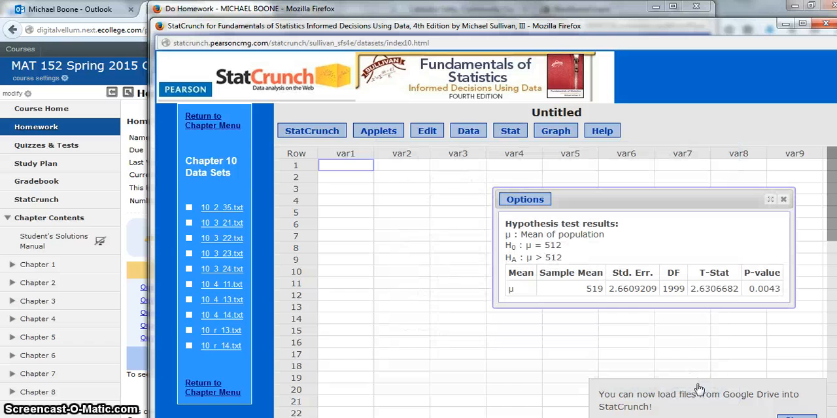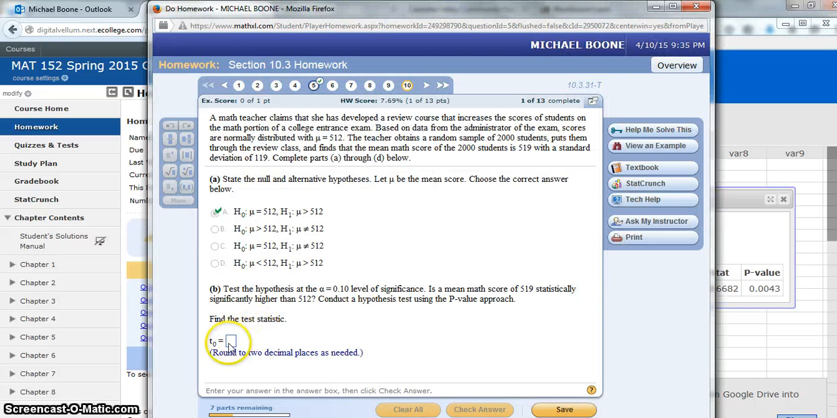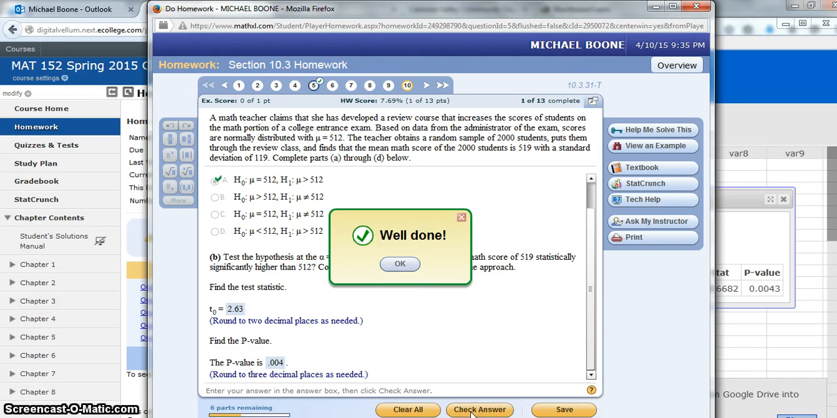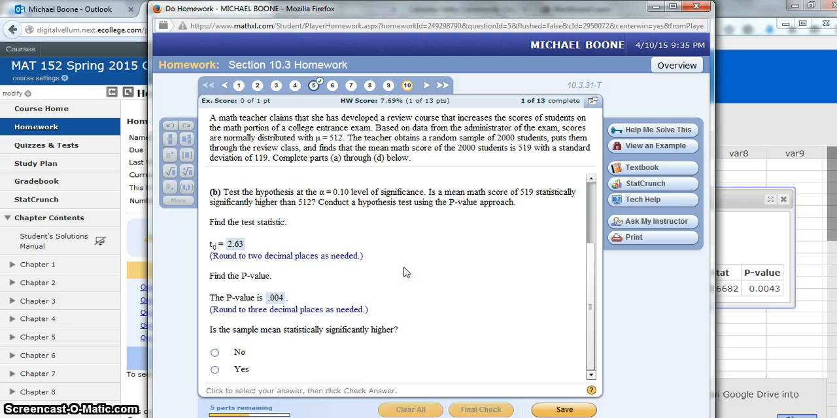I'm going to compute. There's my t-stat. I'll show you for real on this one what that means and how we get the same conclusions. So 2.63 is our test statistic. And let's check it. And then our p-value to 3 decimal places is 0.004. And my p is low.